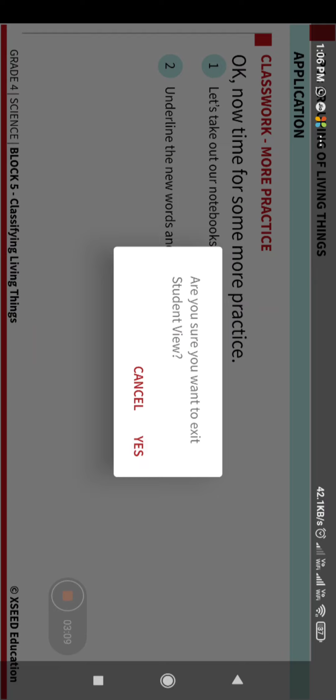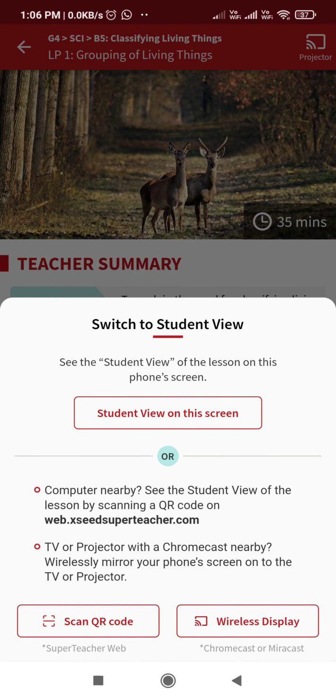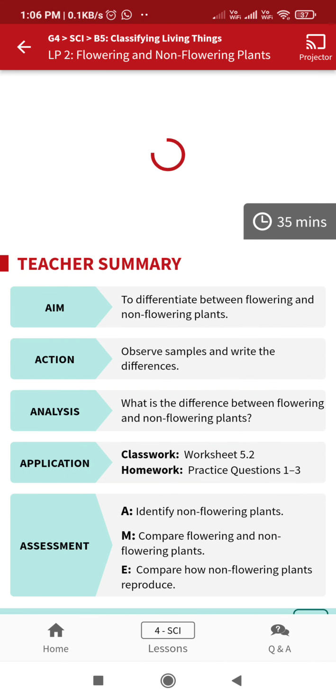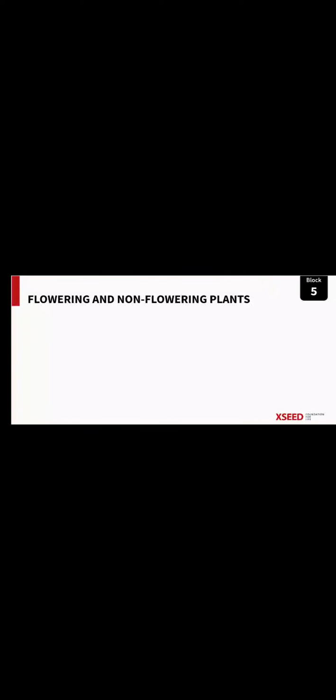Let's do the next LP2, that is flowering and non-flowering plants. So what is our aim over here? We are going to distinguish between flowering and non-flowering plants. The keyword used here is spores, which means reproductive part produced by some plants. Let's watch the video first.